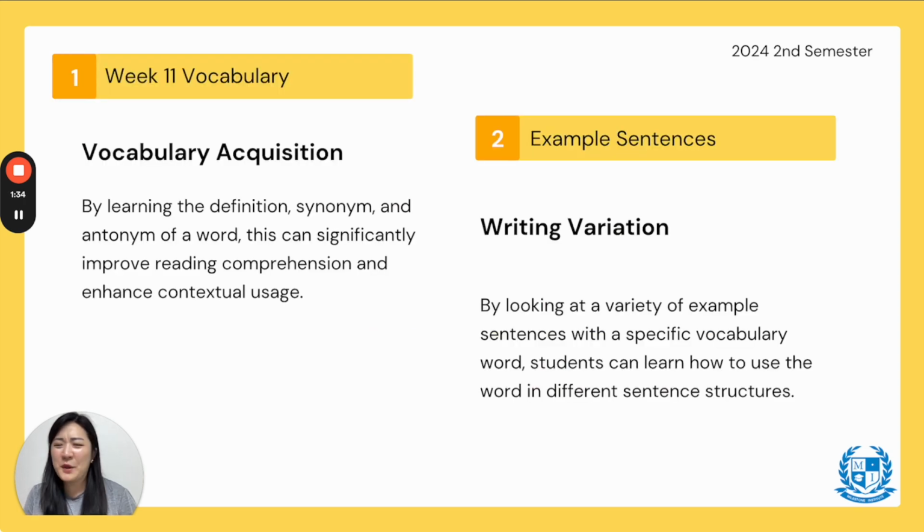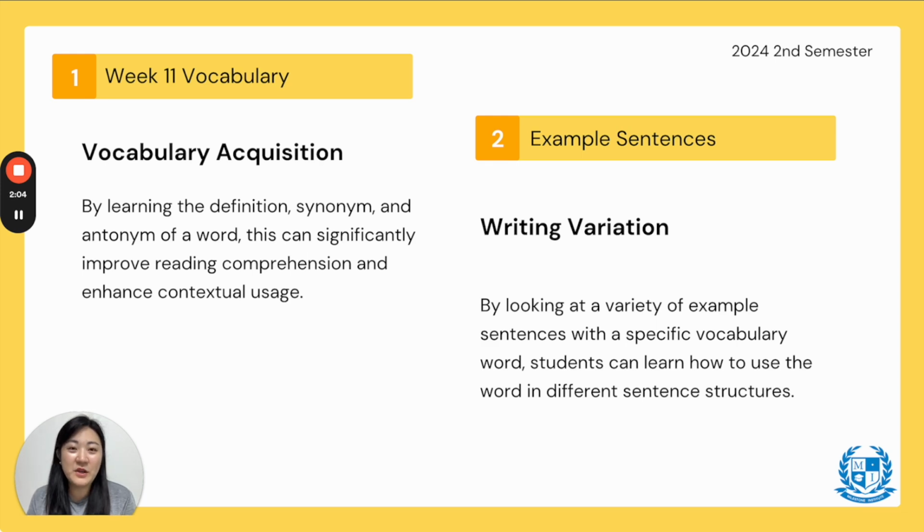So, why are we doing this? First, we're going over the vocabulary for vocabulary acquisition. Basically, big words, meaning we're trying to fill in our vocabulary bank in our brain. By learning the definition, synonym, antonym, and the part of speech of a word, this can significantly improve reading comprehension and enhance your contextual usage.